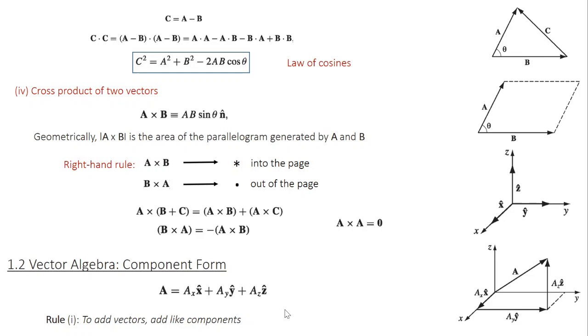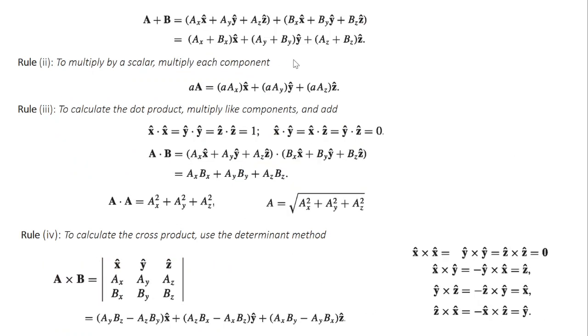Now if you want to add two vectors, you need to add the like components. So suppose you have vector A and B, write them in the component form and add the like components. You get A plus B equal to (ax plus bx) x cap plus (ay plus by) y cap plus (az plus bz) z cap. Now if you want to multiply a vector with a scalar, you need to multiply each component. So scalar alpha into vector A equal to alpha ax x cap plus alpha ay y cap plus alpha az z cap.